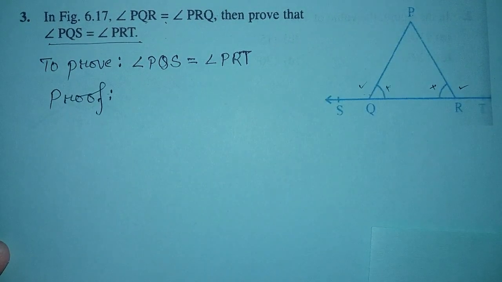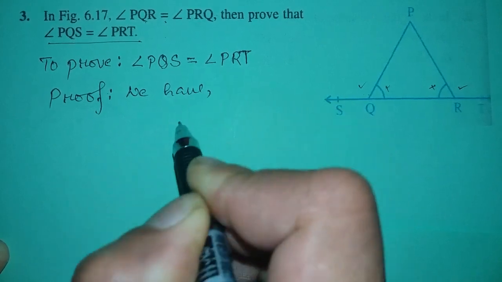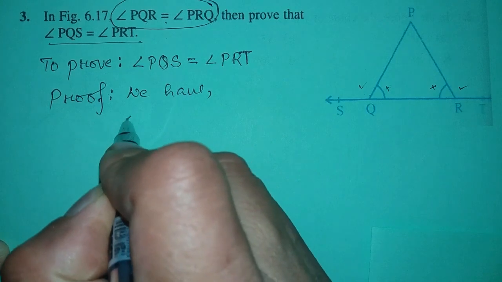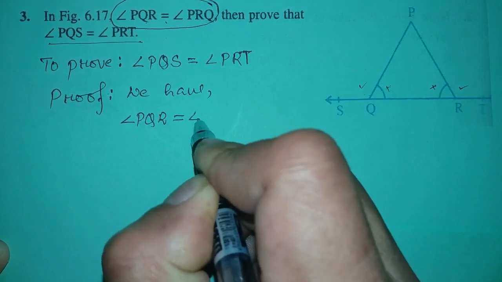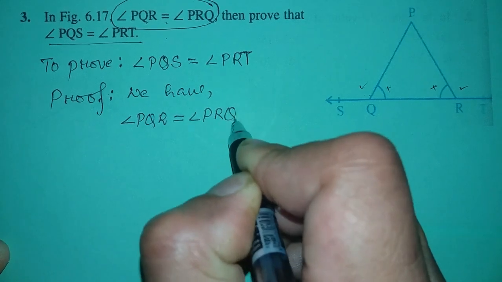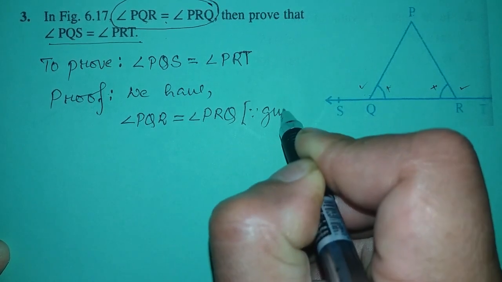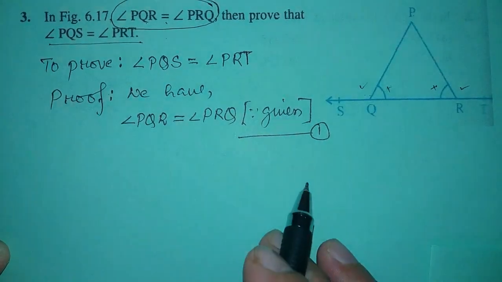Now here, okay, let's write this one. Angle PQR is equal to angle PRQ. This is given. Let's call it 1 here.